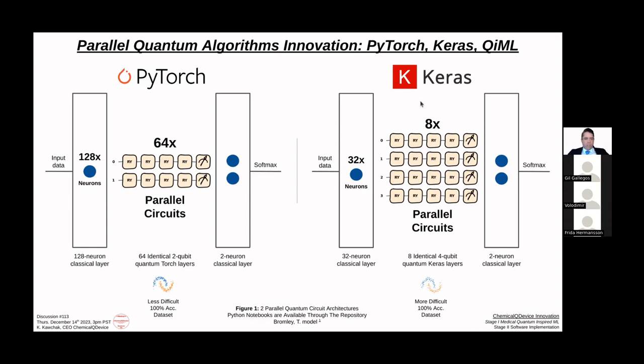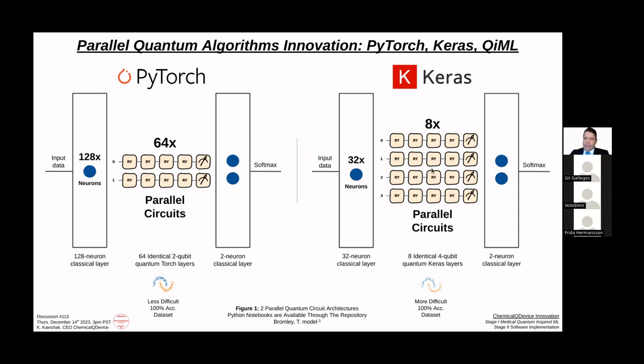So this is a continuation. By the way, this is discussion 113, December 14th, 2023, for parallel quantum algorithms with PyTorch and Keras and QiML. So this is a continuation from last week. Basically, I came across this model and I iterated on it twice, but I never really knew that you could take this up to an nth degree and it wouldn't cost exponential amounts of RAM, or at least significant RAM and so significant runtime.